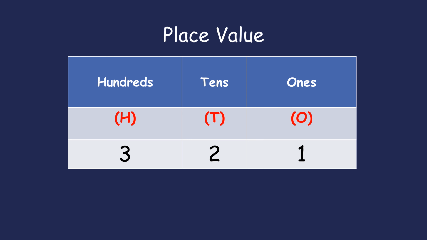Let's start by reviewing the place value of 3-digit numbers. The first number here on the right is our number in the ones place. The next number is the tens place, and the third number is in the hundreds place.